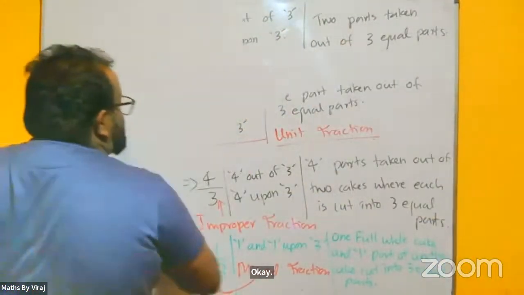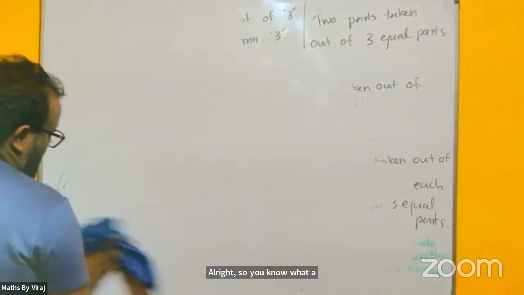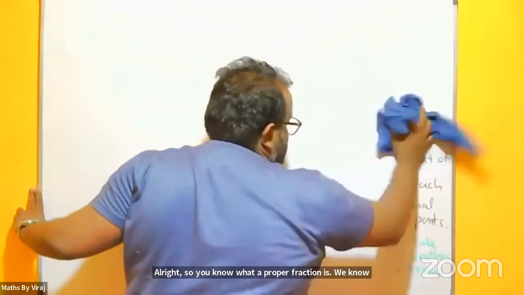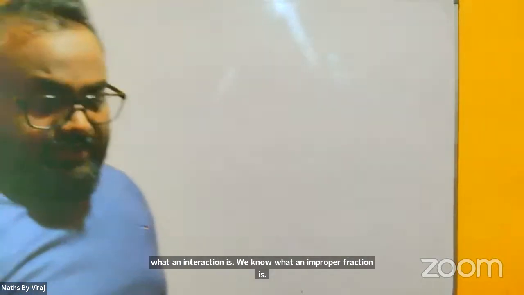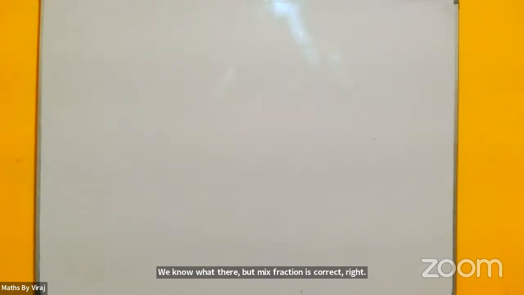Right. So we know what a proper fraction is. We know what a unit fraction is. We know what an improper fraction is. We know what a mixed fraction is. Correct? Right. We will go further in detail and we will learn everything that you need to know. You don't have to worry about it.